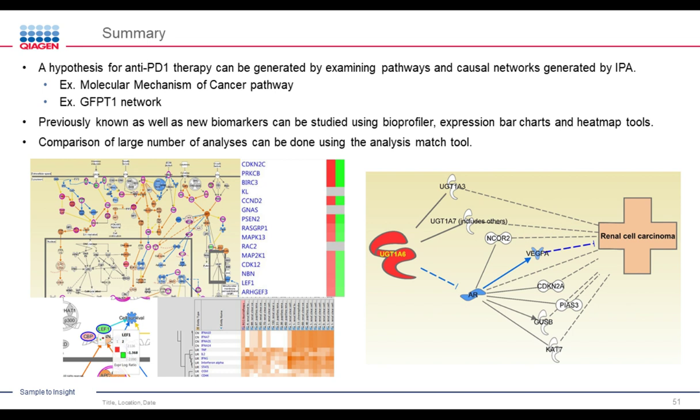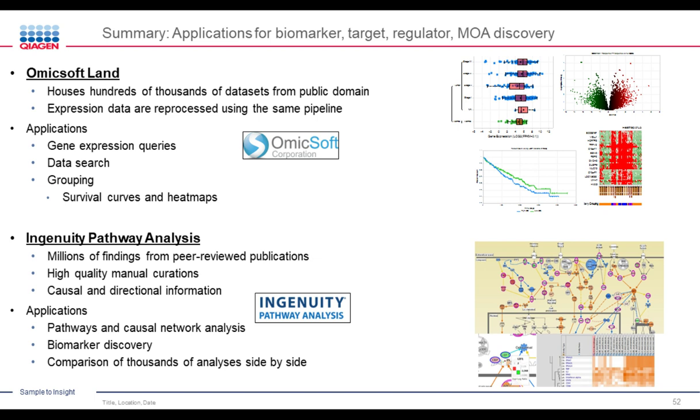One thing I did not cover is shown on the right-hand side of the screen, where I'm using an example of when IPA can also be used when you don't have any data set. In that case, say you were the author of the paper and you wanted to quickly figure out how UGT1A6 is connected to renal cell carcinoma. Even without any data, you could draw the network that is drawn in the lower right corner of the screen, and you could propose hypotheses.